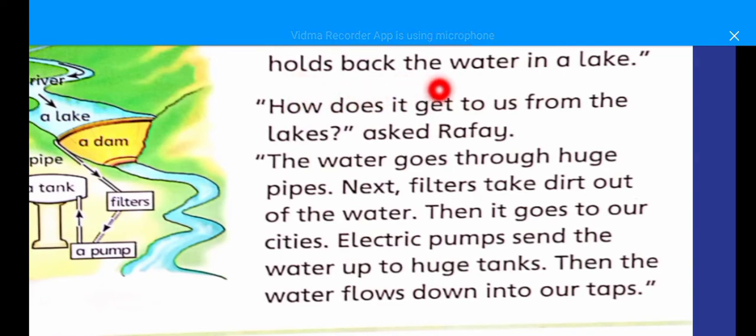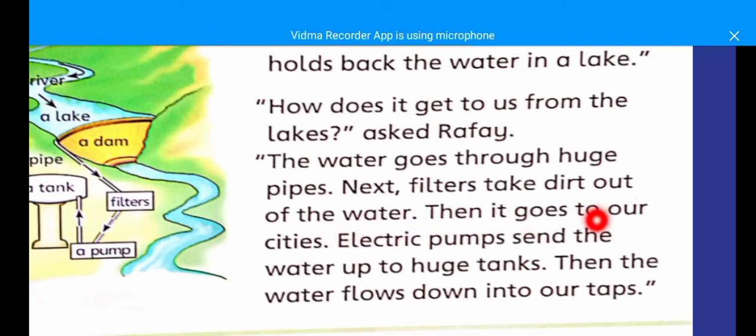How does it get to us from the lakes? Asked Rafi. Their mother has told them that the rainwater is making the lakes or the rivers. So now Rafi is asking how we are getting the water from the lakes into our taps. Again, their mother is going to answer that the water goes through huge pipes. Next, filters take dirt out of the water. Then it goes to our cities.